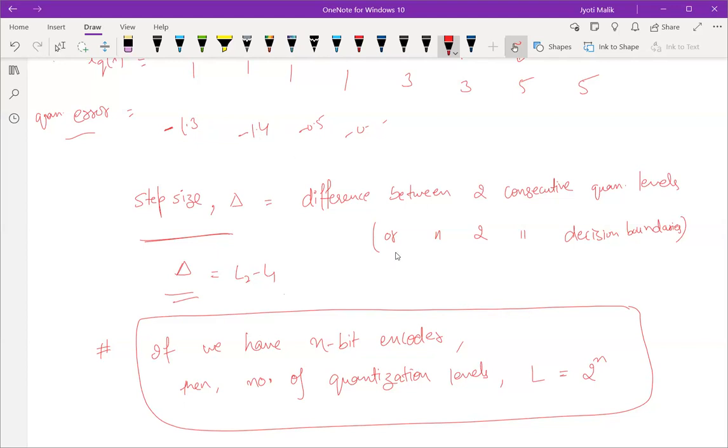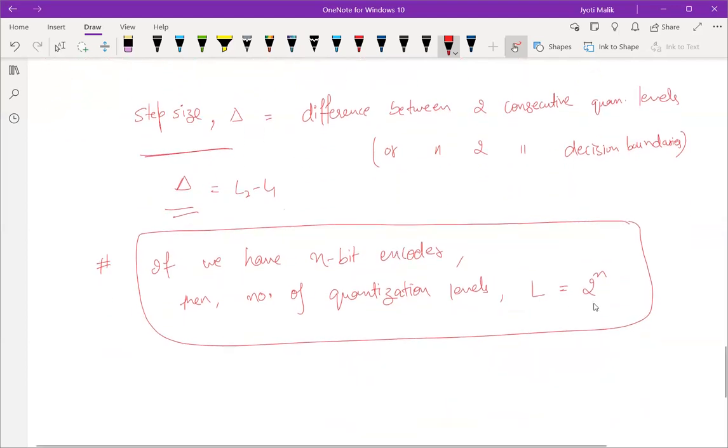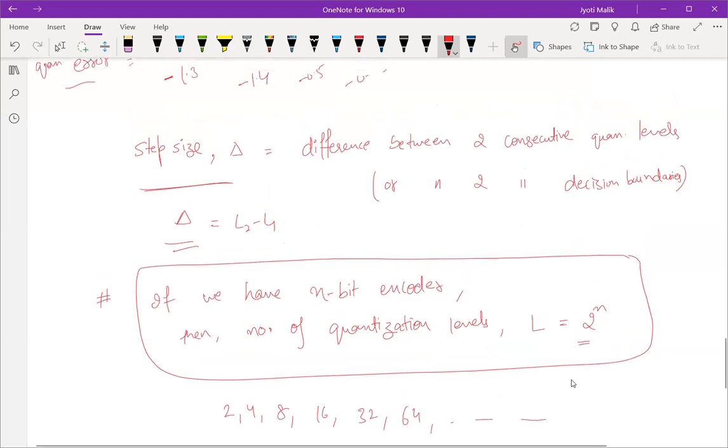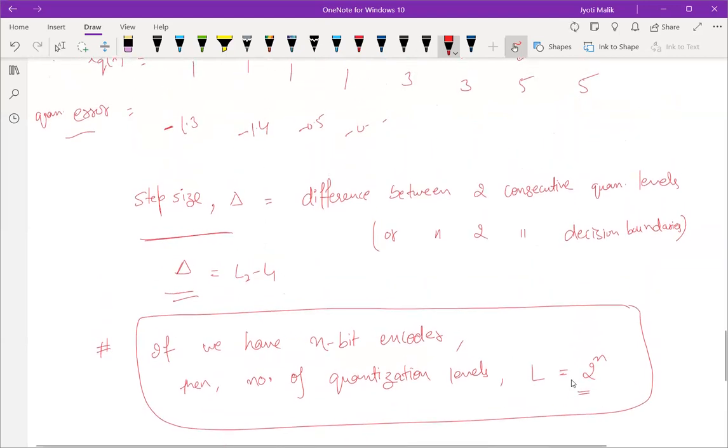Now, this is what I was telling you. Whenever we discuss a quantizer, the number of quantization levels will always be a power of 2. It can be 2, 4, 8, 16, 32, 64, and so on. We will select it that way, most of the times. Understood? So after this, where were we?